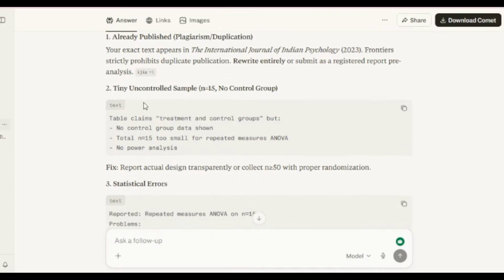The next is tiny uncontrolled sample. Now it says your sample size is not good enough to be sent to a good journal because the sample size is only 15. Though it is an intervention study, the sample size is very low. So again, that's a pitfall in the methodology. Can you go to the next?